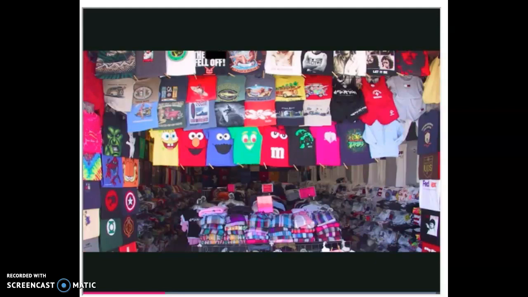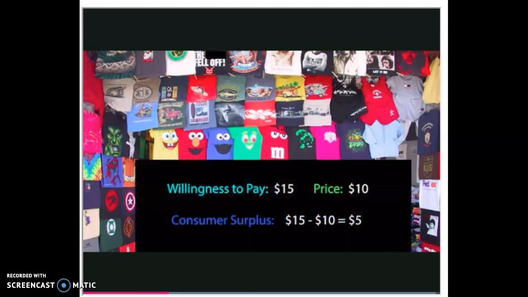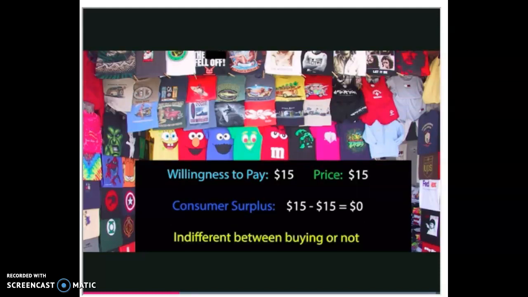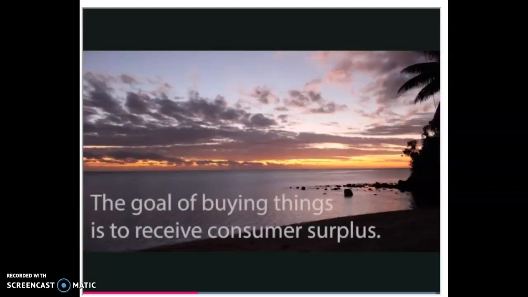Suppose you would be willing to pay up to $15 for a t-shirt. If the price were $10, you would receive $5 worth of consumer surplus from that t-shirt. If the price of the t-shirt were $15, you would be indifferent between buying the t-shirt or not, because paying $15 for a shirt that's worth $15 to you doesn't make you better off. The goal of buying things is to receive consumer surplus.